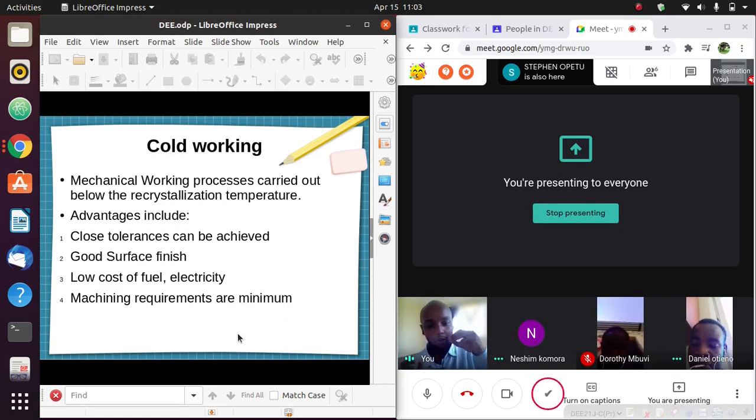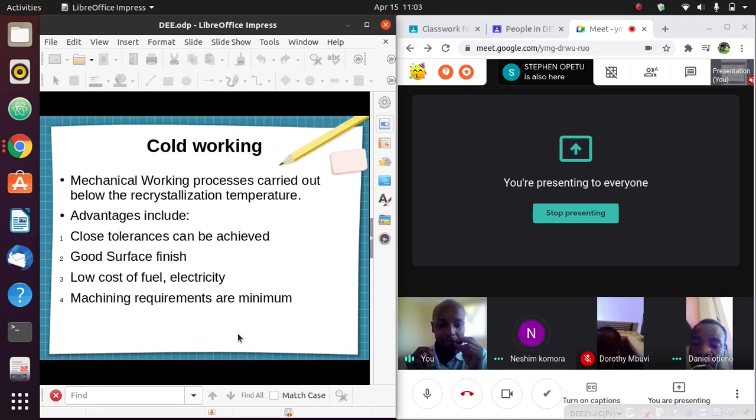So when you're working on a metal below that temperature, let's say if I want to work on a piece of metal at room temperature, I've not heated that metal, that is known as cold working. If I'm going to forge nichukue chuma nigonge at room temperature, that is known as cold working, just below the recrystallization temperature.